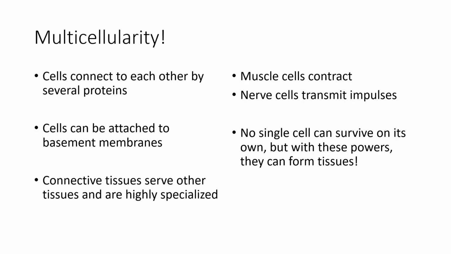Now, cells are going to connect to each other by different proteins. And this is going to mean that they're anchored to one another or that they exist in a medium in which there are proteins. Cells can also be attached to what we will call basement membranes, and we're going to see those in our connective tissues. Connective tissues serve other tissues, and they are highly specialized. Muscle cells contract, nerve cells transmit impulses, and epithelial cells are on the surface of things. These different types of cells are what we will cover today, knowing that no single cell can survive on its own, but they each have powers that let them form tissues.